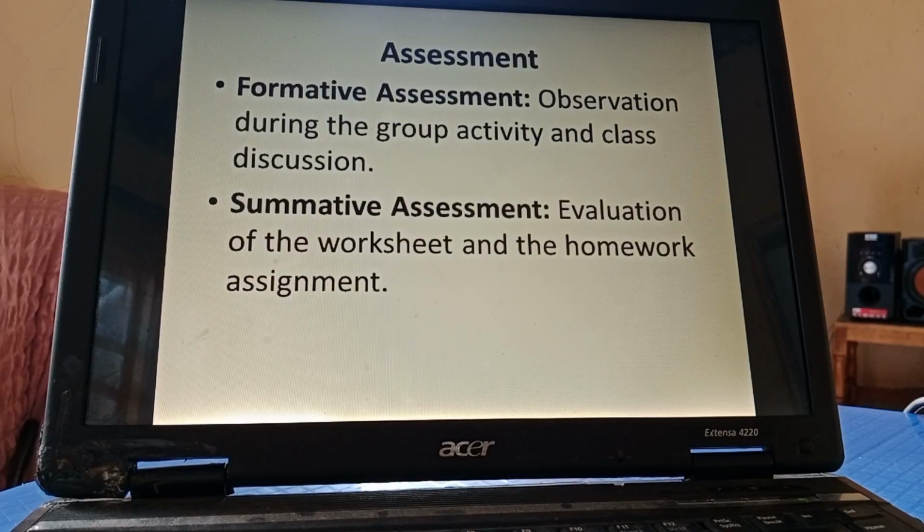Assessment, again, formative assessment: observation during the group activity and class discussion. Summative assessment: evaluation of the worksheet and homework assignment.